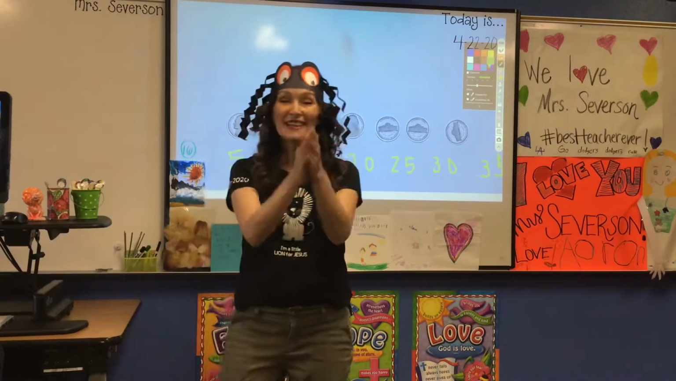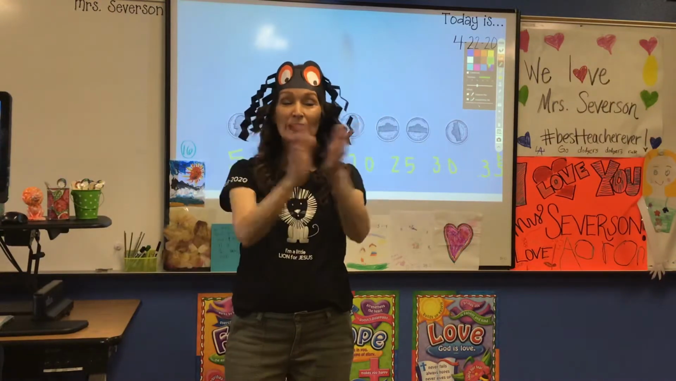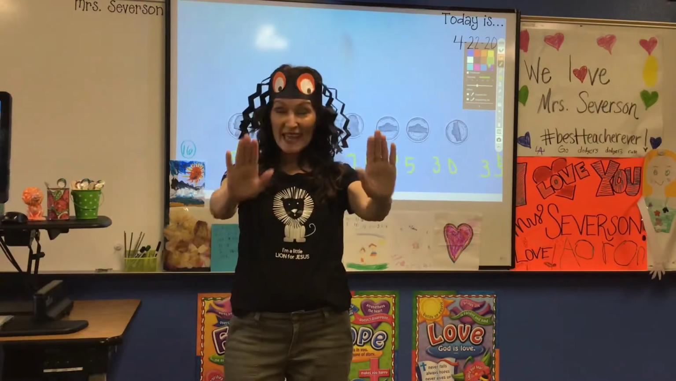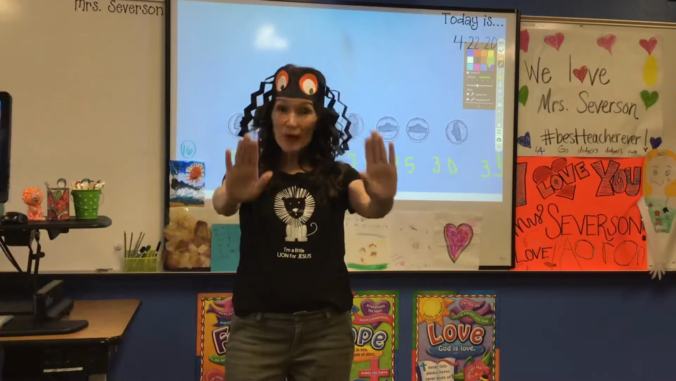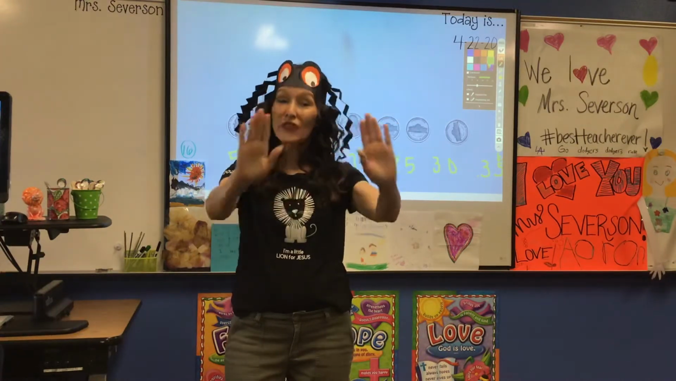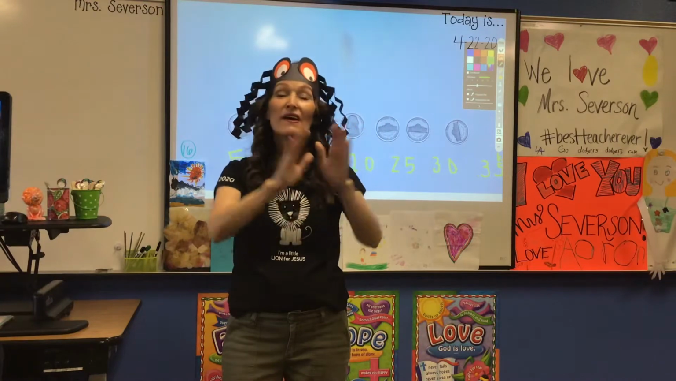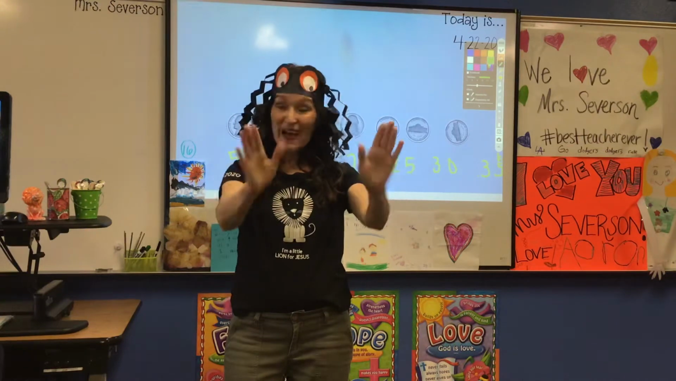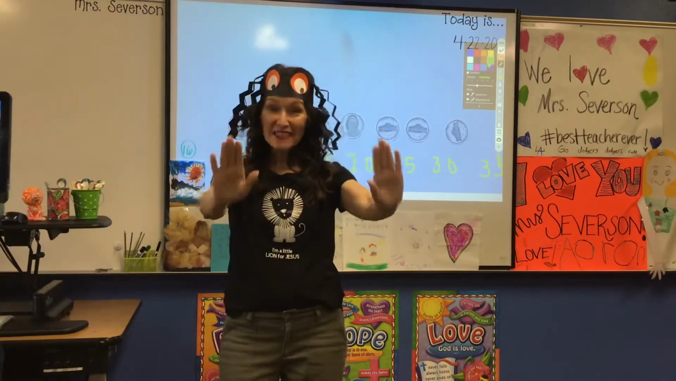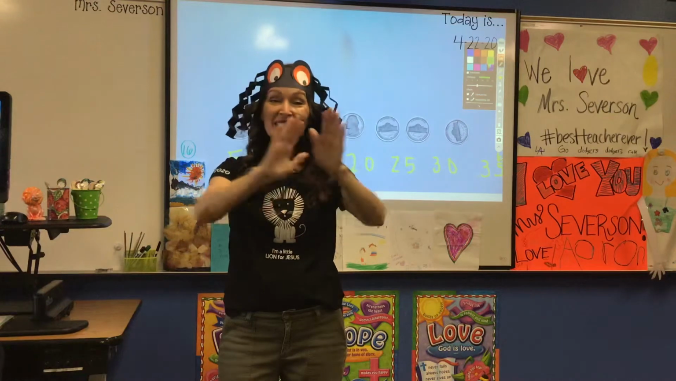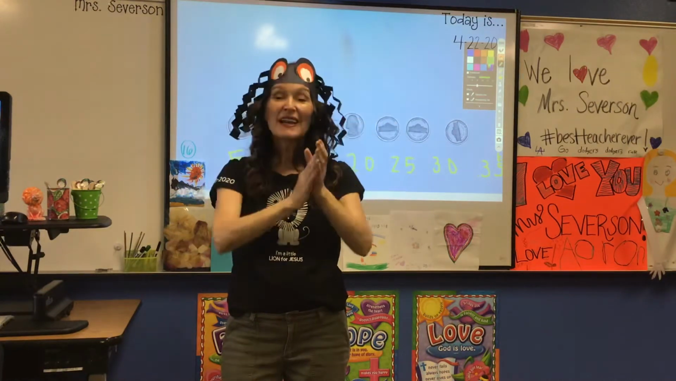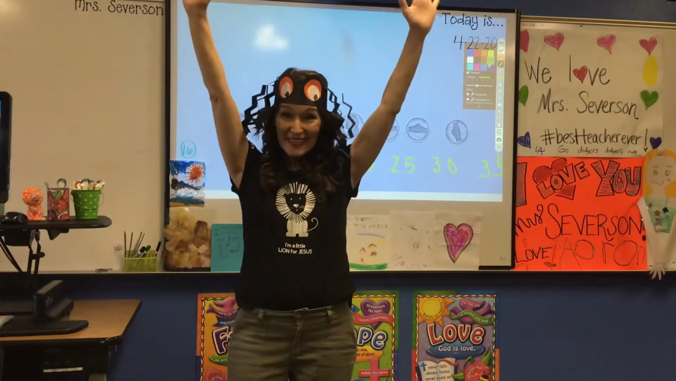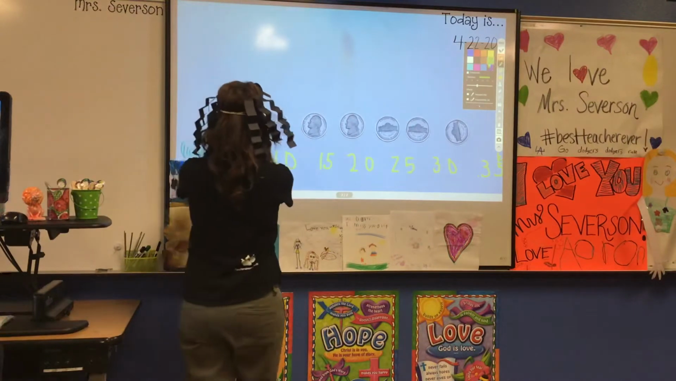All right, let's go ahead and count by 5s. Get your shoulder partner and start clapping together. And we're going to count by 5s to 100. Are you ready? Here we go. 5, 10, 15, 20, 25, 30, 35, 40, 45, 50, 55, 60, 65, 70, 75, 80, 85, 90, 95, 100. Great job. I got to listen to a lot of you guys count by 5s, huh?